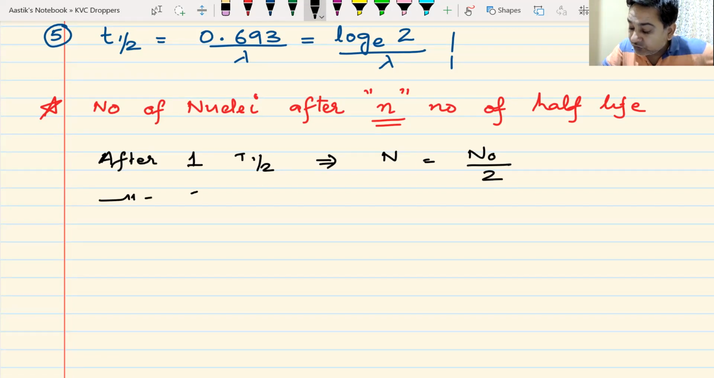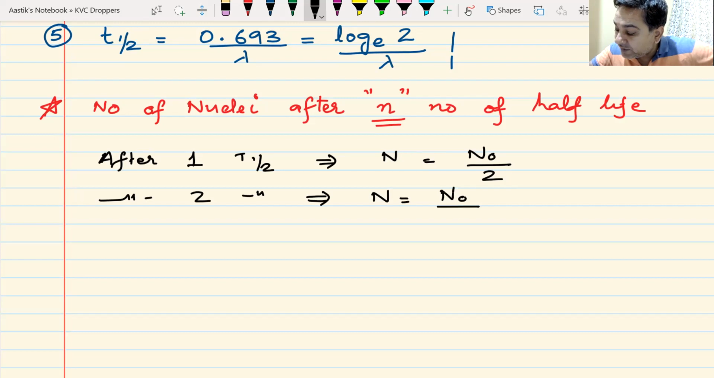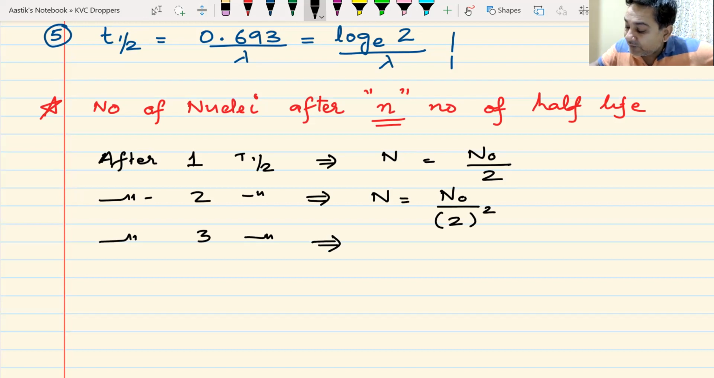After two half-lives, it will become half of this, yes or no? Yes, sir. Half of this is half of N naught by 2. Half of N naught by 2 becomes N naught divided by 2 raised to the power 2. Do we understand this? Yes, sir. Well done. Then after 3 half-lives, how much nuclei will be left?